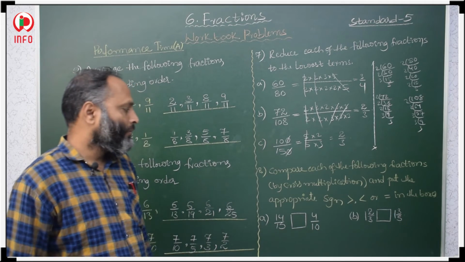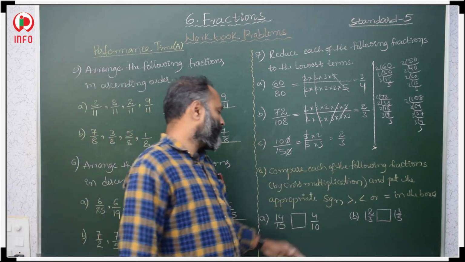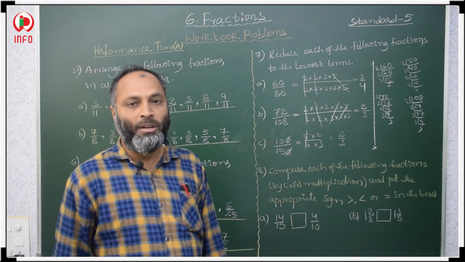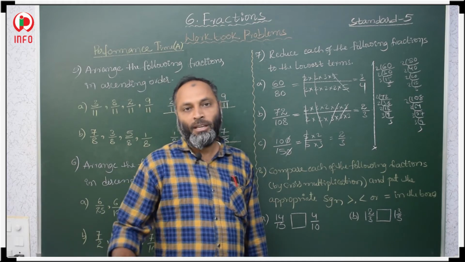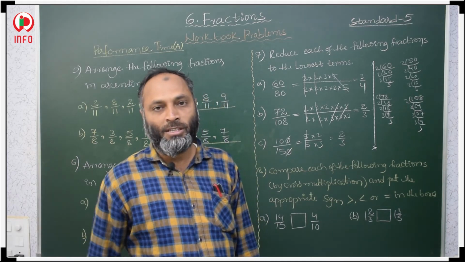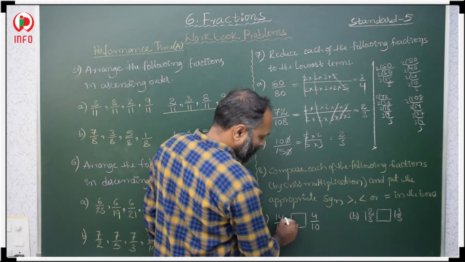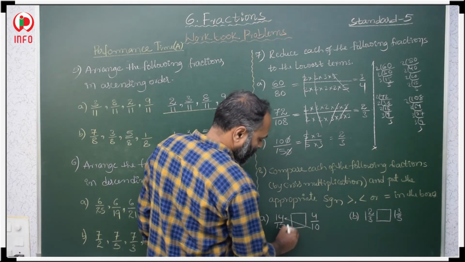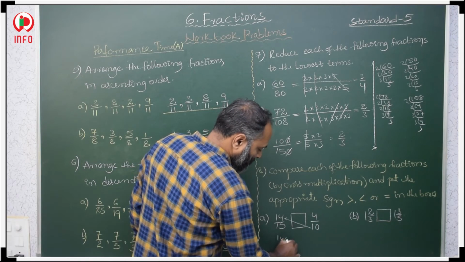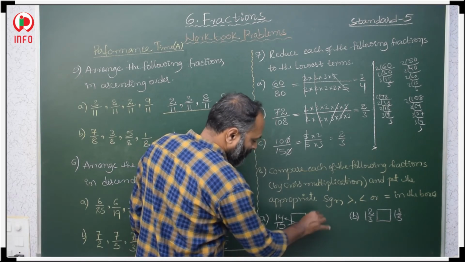Okay. Now, compare each of the following fractions by the cross multiplication method, and we have to say which one is greater and which one is smaller. Okay. Cross multiplication method. So, we have to write 14 tens are 140, 15 fours are 60.